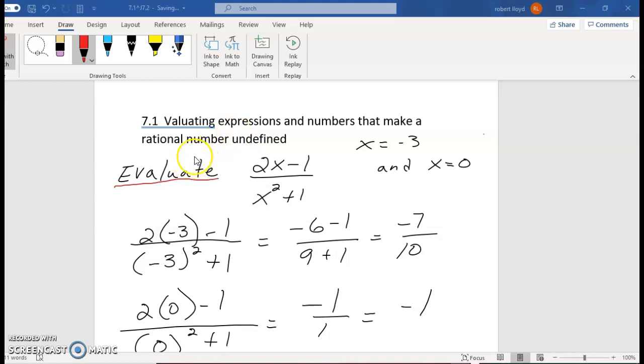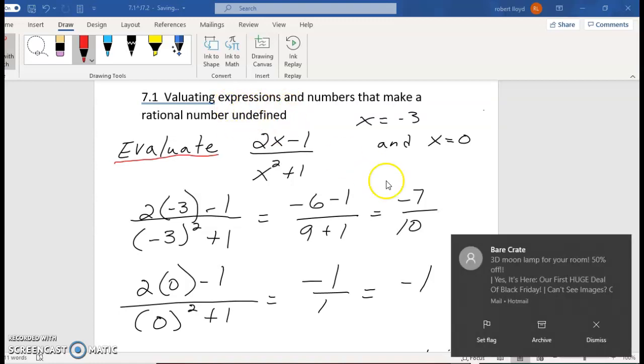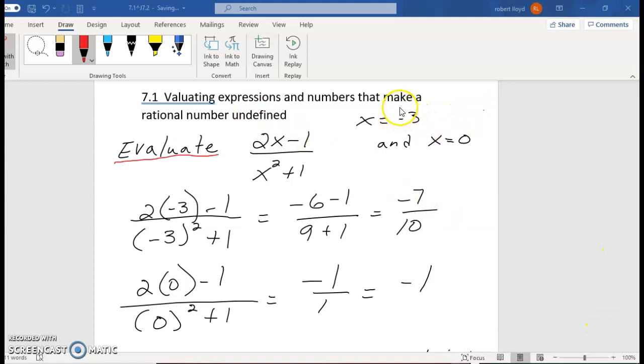Okay, 7.1. This is the last section till the final. And so this is evaluating expressions. Remember, expressions have no equal signs. So evaluation means you're probably going to substitute a number and get a value. So we're substituting a -3 into this expression.